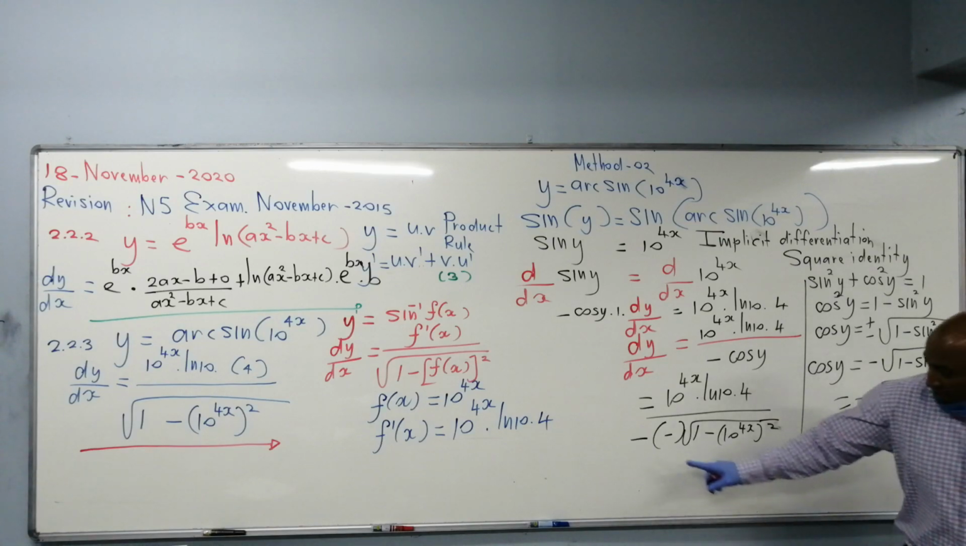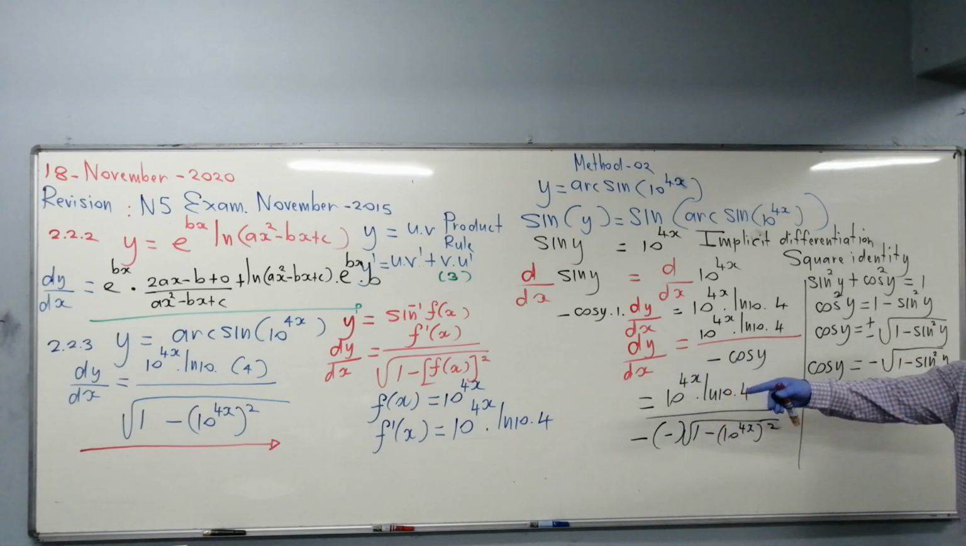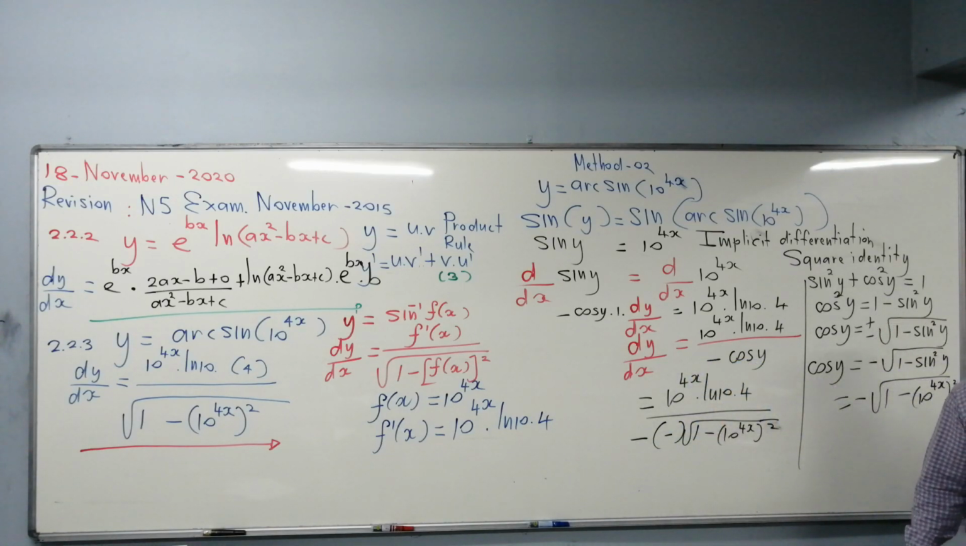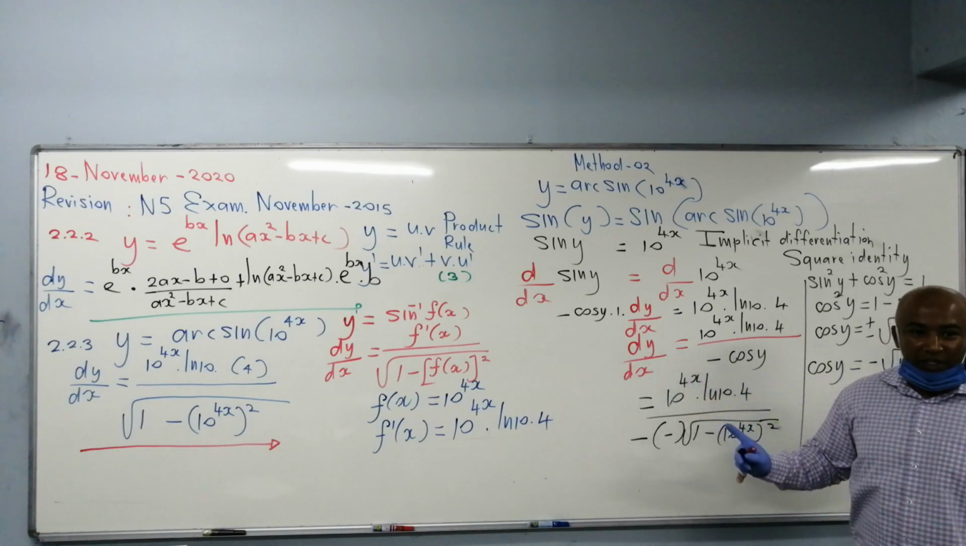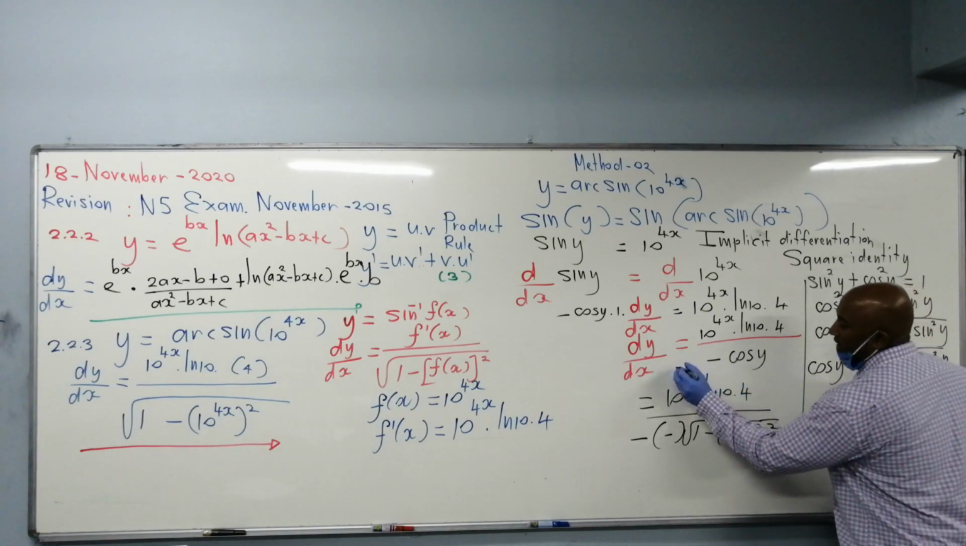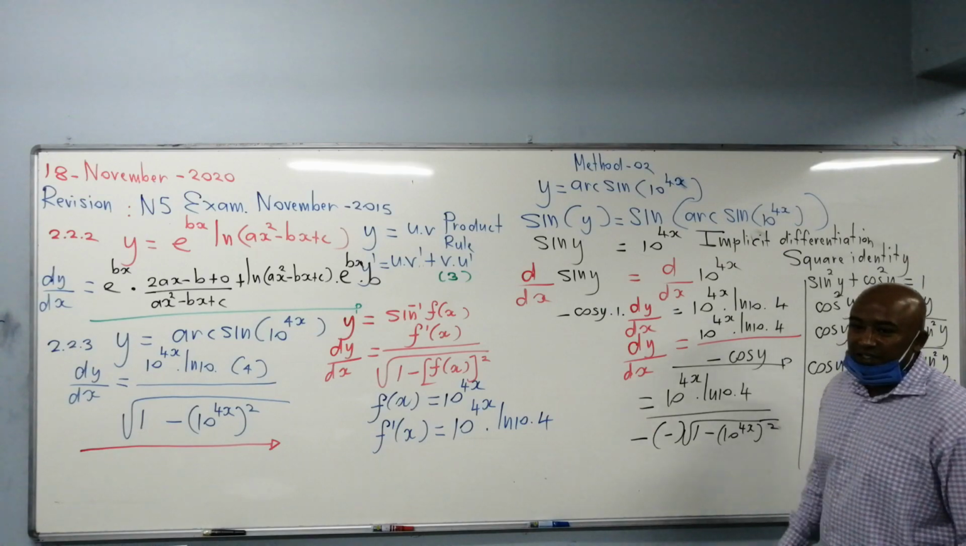And then what happens now? You can see this negative and negative will give you the positive, and you get back to the same thing. Alright, but if you're using this technique, you don't have to go all the way here. The fact is, dy over dx is what we're looking for, and you can leave your answer like that.